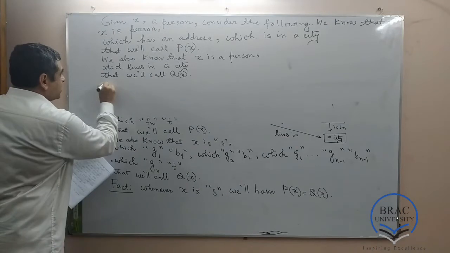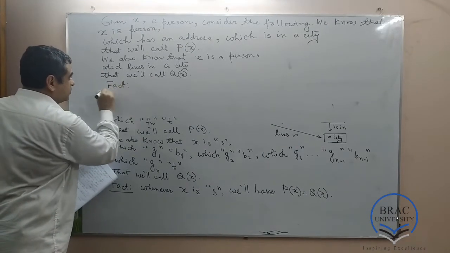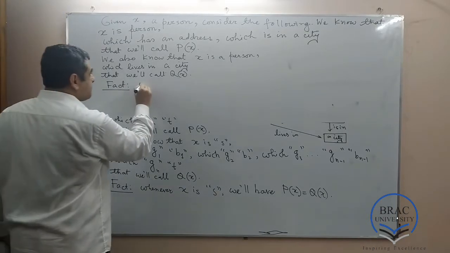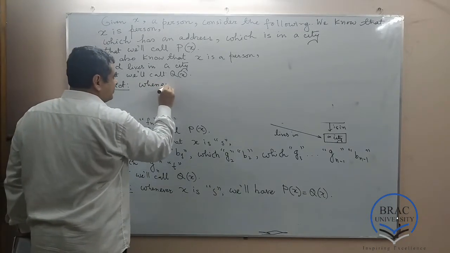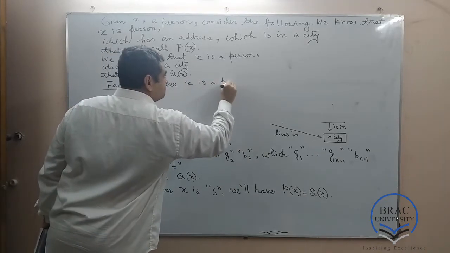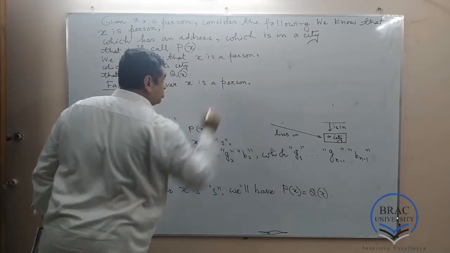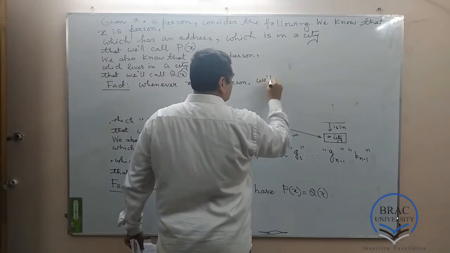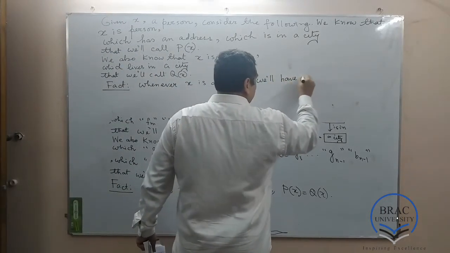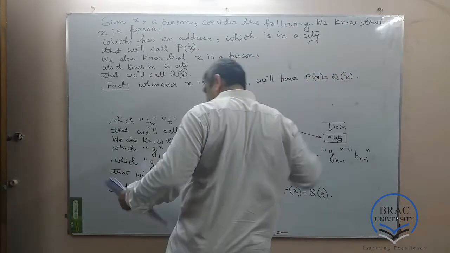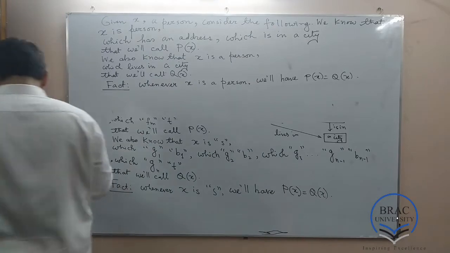Fact. Underline fact here. Whenever x is a person, we'll have Px is equal to Qx. Okay?